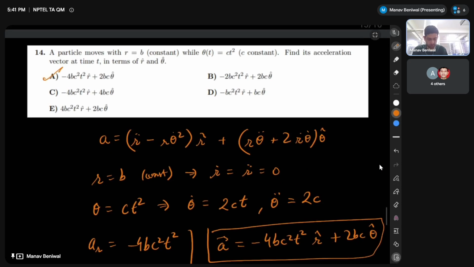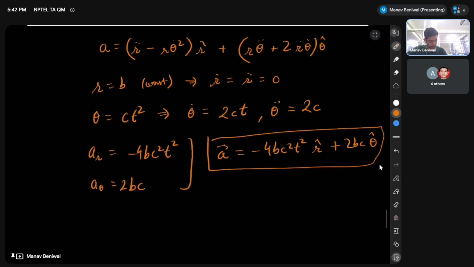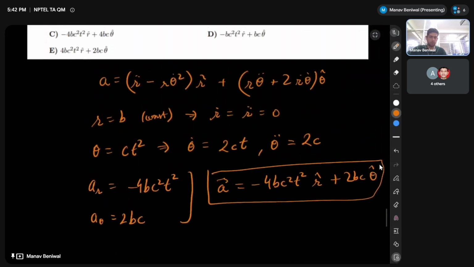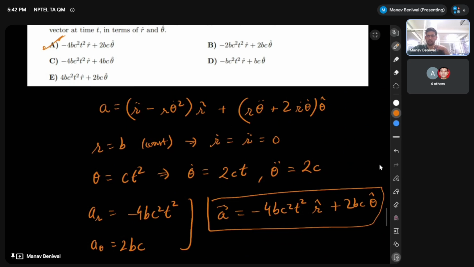So this one. Okay. So just a direct substitution of r and theta, like a very straightforward problem.